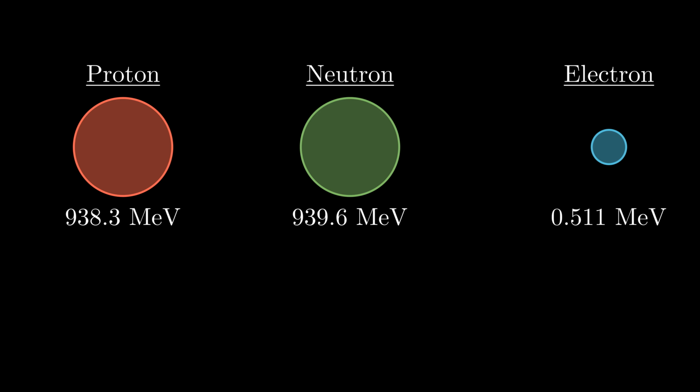If we go through the same process for the neutron and electron, we get the following results. You can see that the neutron has a rest mass which is just a little bit larger than the proton's, at 939 MeV, and the electron has a rest mass of just over half of an MeV.